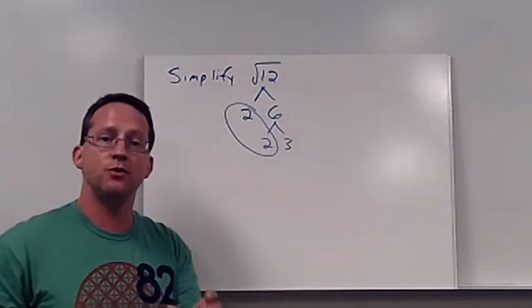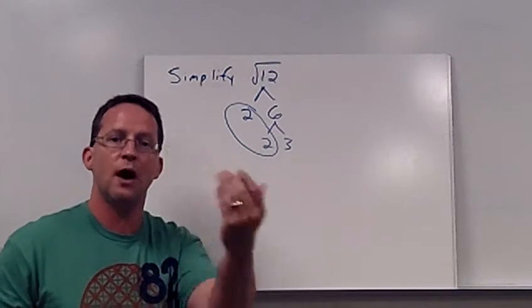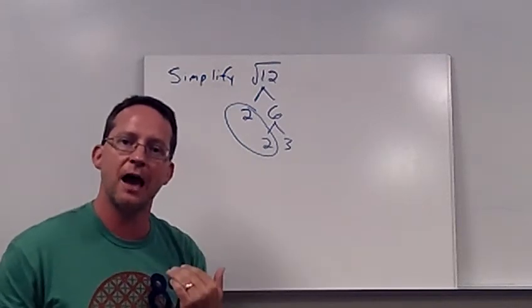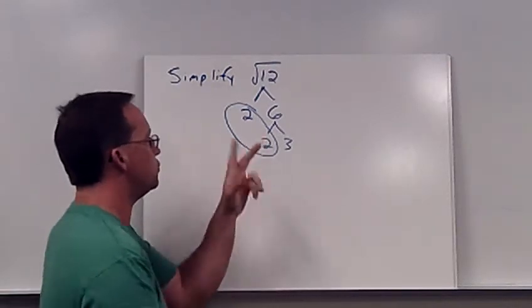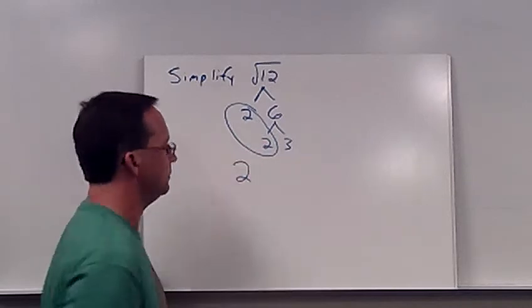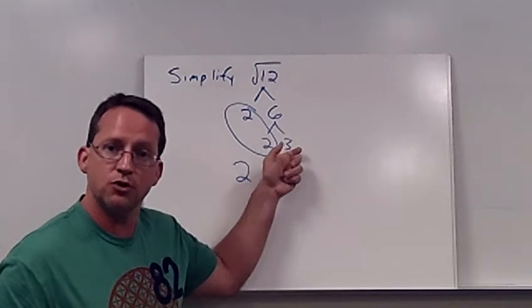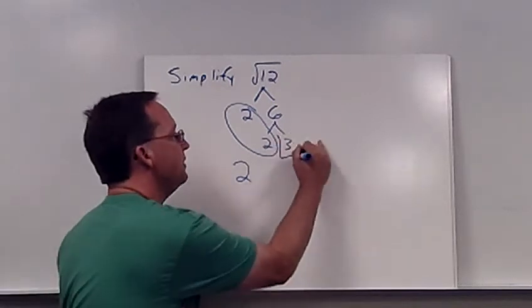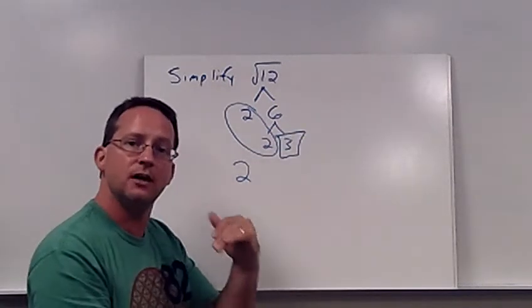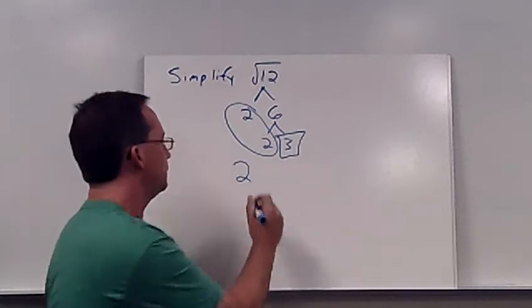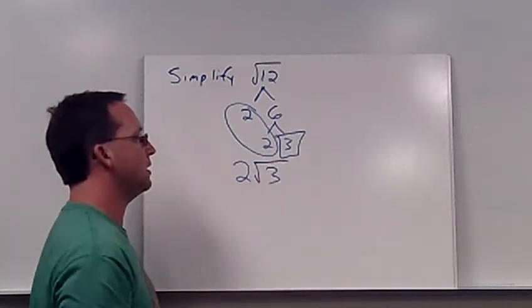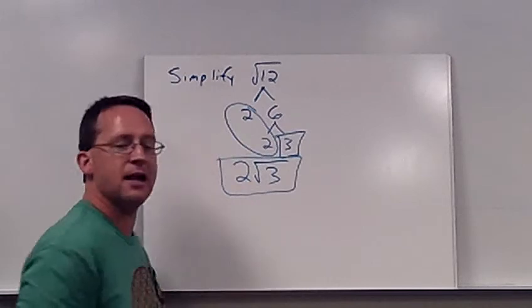Right? That pair of 2's means a single 2 comes out of the radical. It comes out of the square root. So a 2 will come out. Now we also have a 3. There isn't a pair of 3's. There's just one leftover 3. That leftover 3 stays inside of our square root, or inside of our radical. Like that. And that is what our answer looks like.